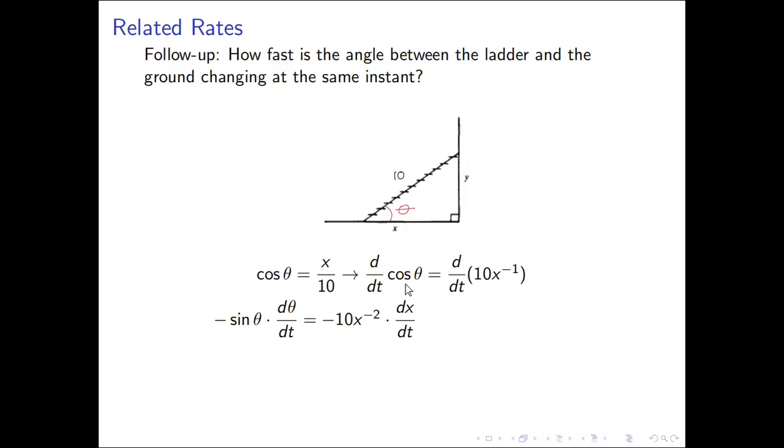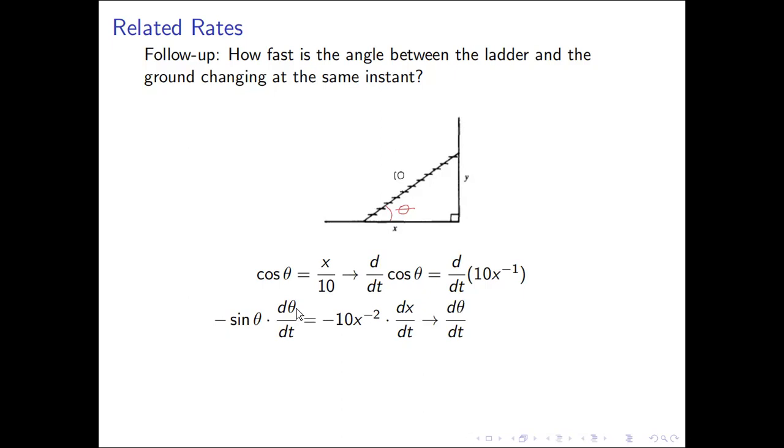So continuing, we differentiate cosine theta with respect to t. We apply the chain rule. The derivative of cosine is negative sine theta. And then we differentiate theta with respect to time. And then we apply the power rule here. We bring down negative 1, subtract 1, and don't forget chain rule also for x. We differentiate the base x with respect to time. And don't forget this is 1 over 10 or 0.1. So that allows us to solve for d theta over dt.